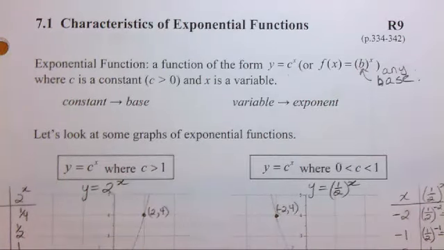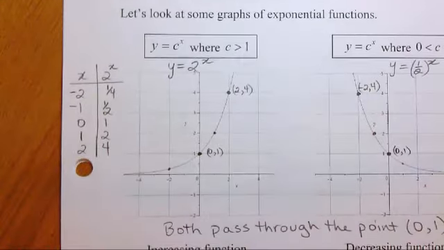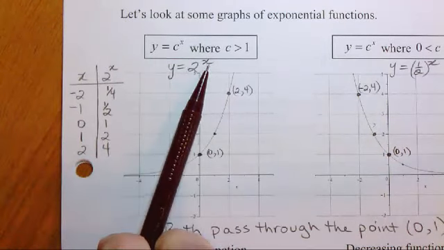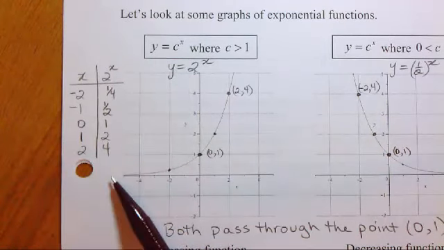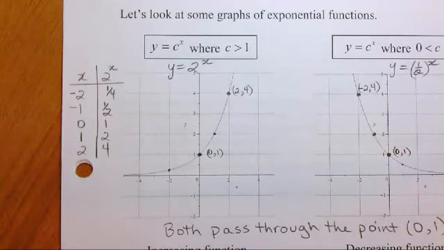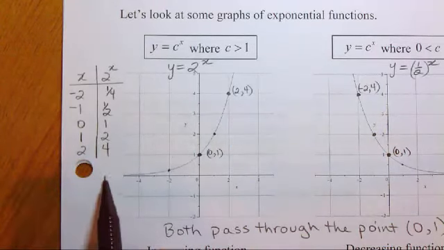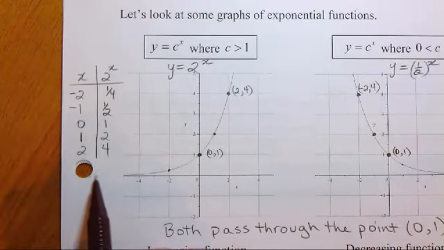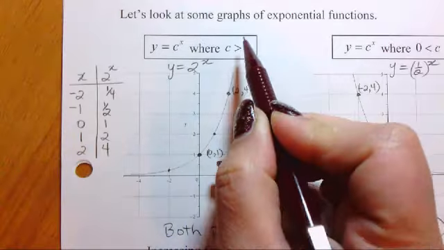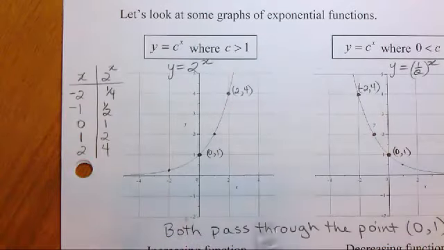In this first example on this side, we've got y equals 2 to the power of x. This is typically what an exponential function looks like when your c value, or your base, is greater than 1. It's going to be really tiny where x is negative, and when x is positive, it's going to start exploding up super big.